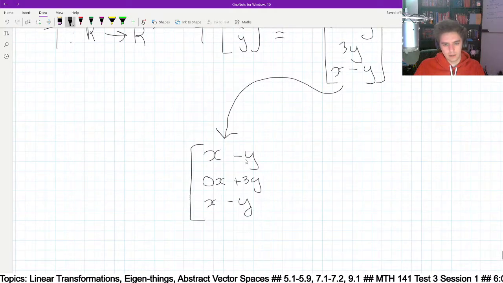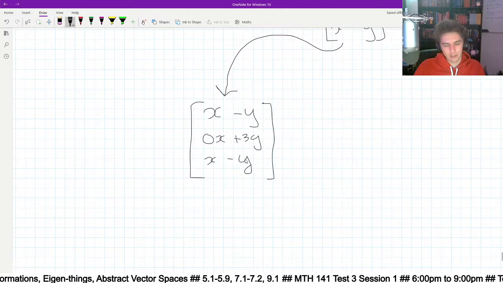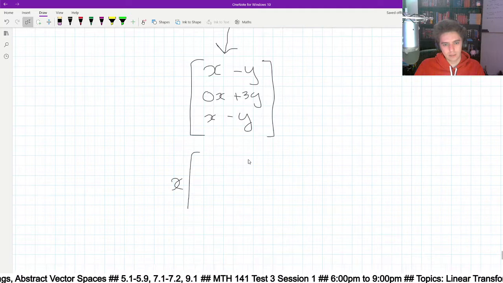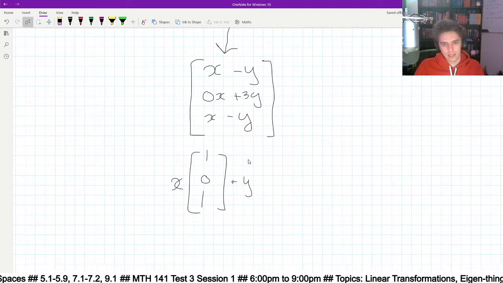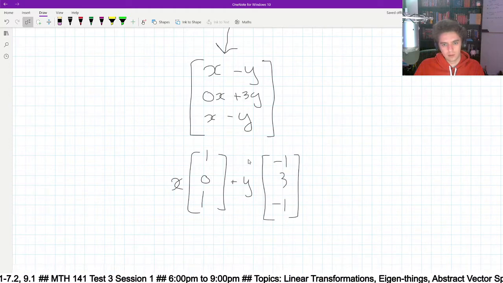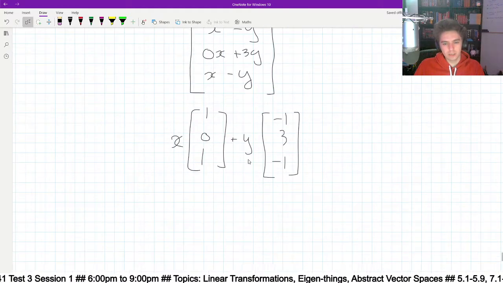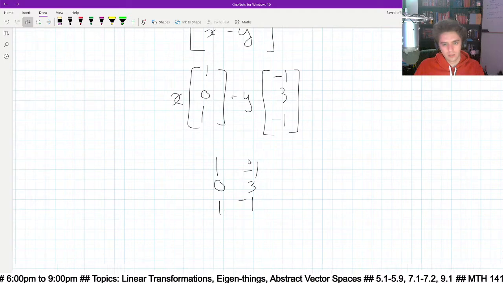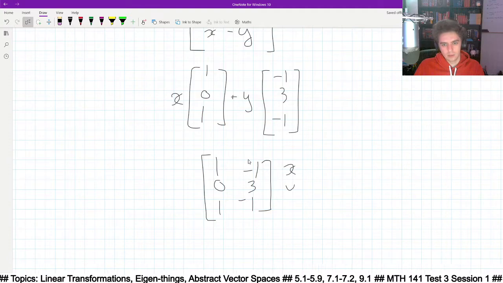And this is still a matrix, right? And then I can notice that this is the same thing as x times (1, 0, 1) plus y times (-1, 3, -1). So try to think about it and notice that these are the same thing. And this is just matrix vector multiplication, with (x, y).